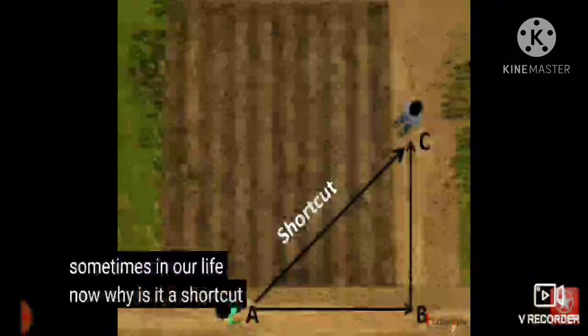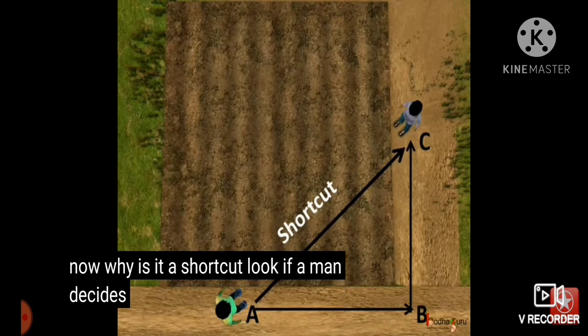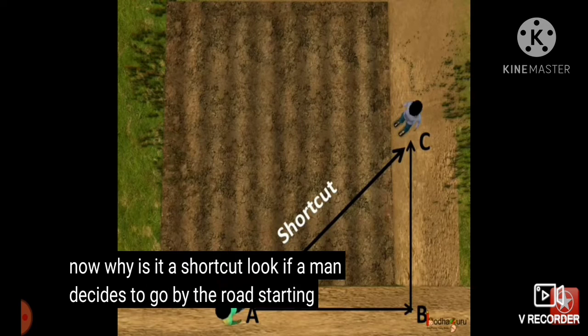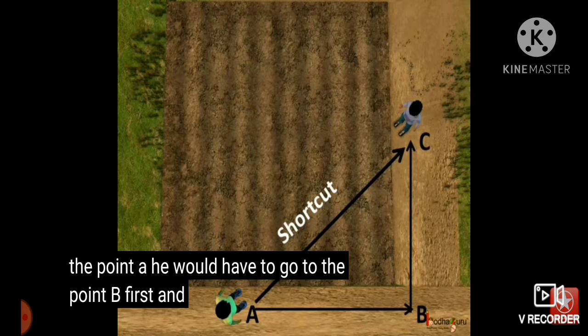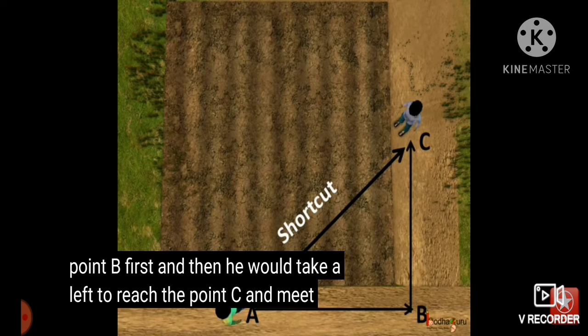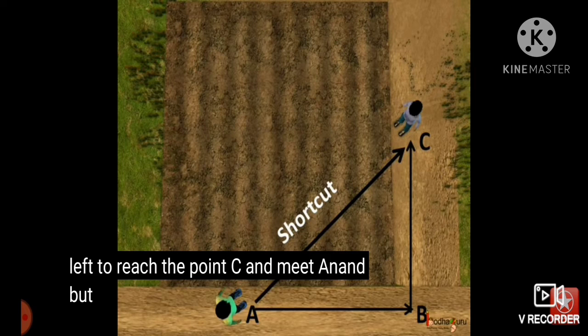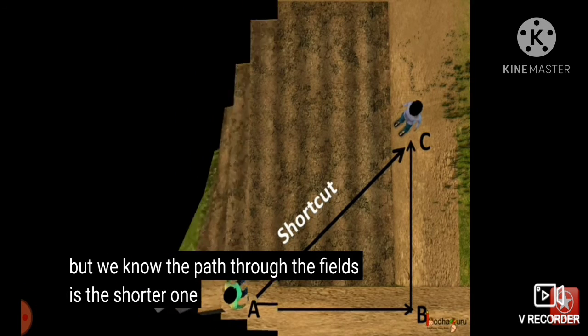Now, why is it a shortcut? Look, if the man decided to go by the road starting from point A, he would have to go to point B first and then take a left to reach point C and meet Anand. But we know the path through the fields is the shorter one.